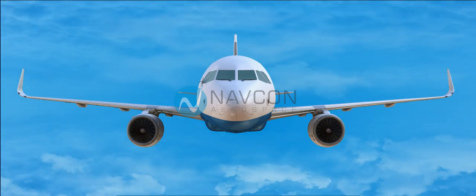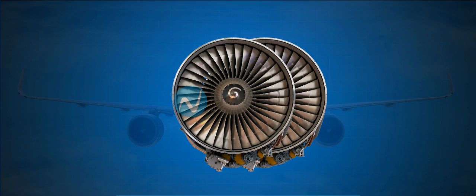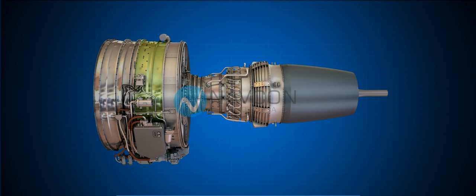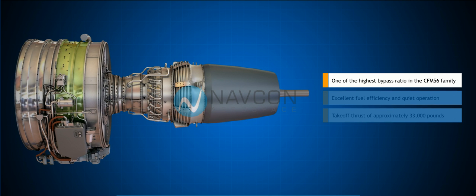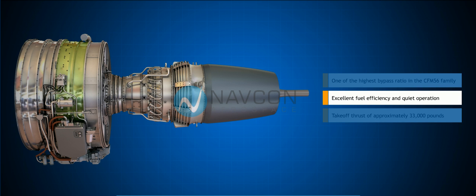The Airbus A320 is powered by two CFM56-5B engines mounted on the wings. This engine is one of the highest bypass ratio in the CFM56 family, with most of the fan air bypassing the engine core. The high bypass ratio results in excellent fuel efficiency and quiet operation.